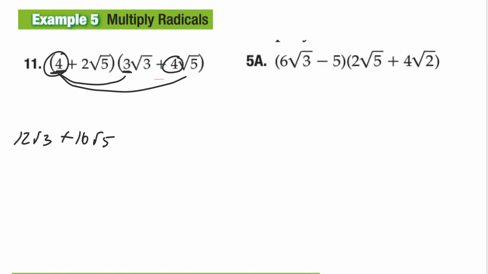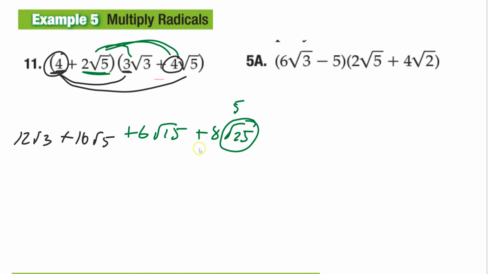So we get that part done. And then we move on to the next one. 2 rad 5. And here, 2 times 3 is 6. And then the radicals can multiply by the radicals. You get 15. And on this one, 2 times 4 is 8. And radical times radical is radical 25. I know the square root of 25 is 5. So this is actually just going to be 40.